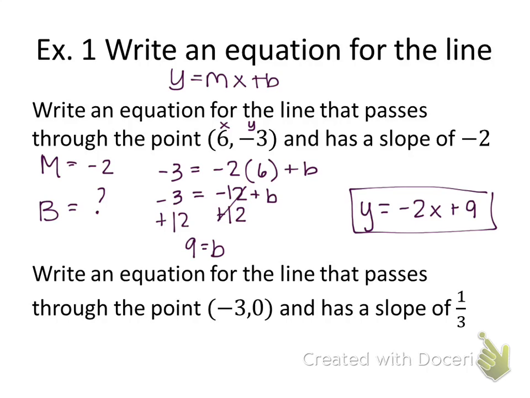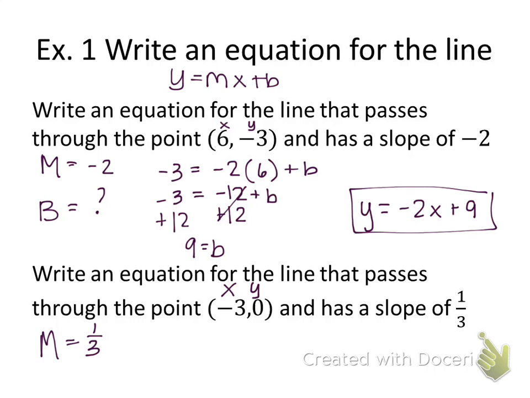Write an equation for the line that passes through the point (-3, 0) and has a slope of 1/3. So Dion, what do I know? I know the slope, and what's my slope? 1/3, so I can say m equals 1/3. What else do I know? x and y, because I have -3 is x, 0 is y. What is the only thing I'm missing? b. So let's plug it into our equation and solve.